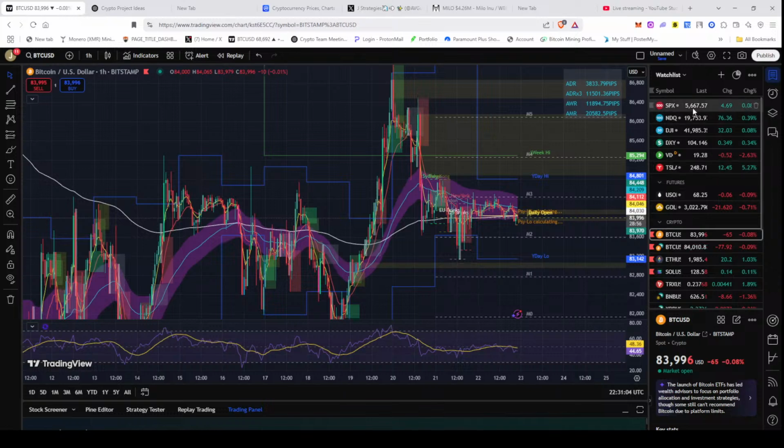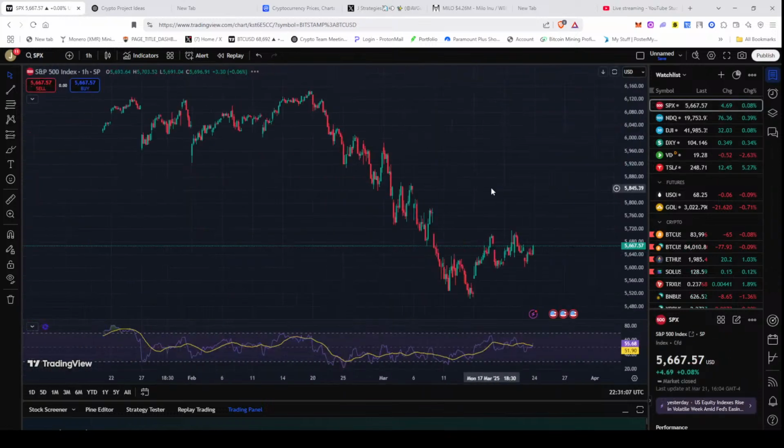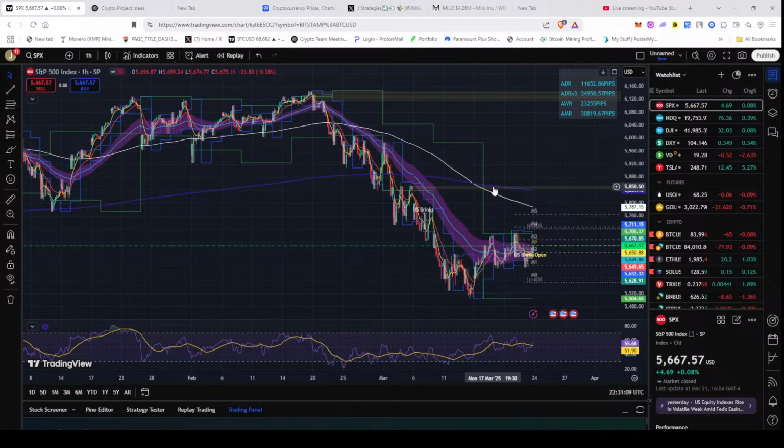Now, the stock market has been seeing some upside momentum, which is actually pretty good.